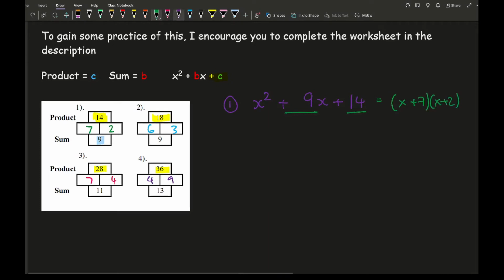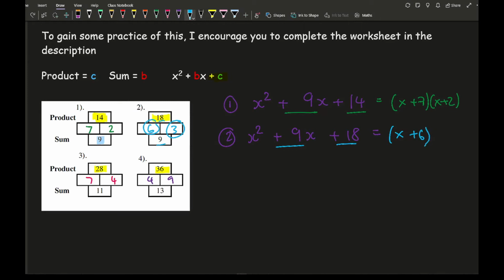With question 2, I've got x squared plus 9x again, plus 18 equals. From these two numbers, 18 is the top number in the yellow, and what does this equal? It means that these two numbers here are going to be the numbers inside my brackets.